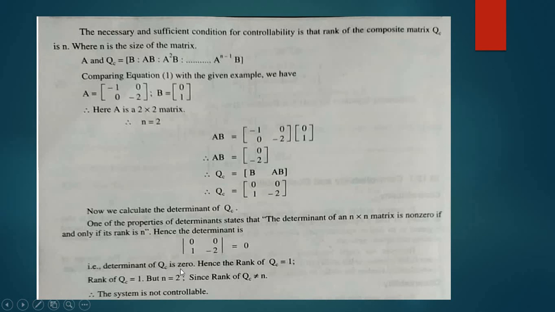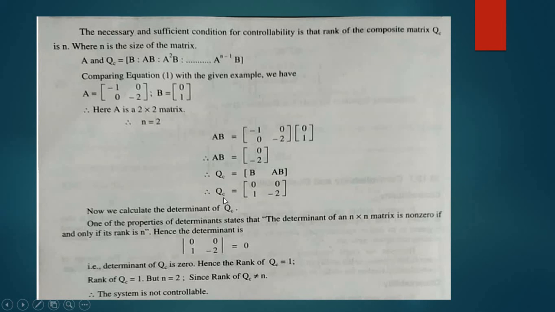That is, the determinant of Qc is 0, hence the rank of Qc is 1. Rank of Qc is 1, but n is equal to 2. Since the rank of Qc is not equal to n, the rank here is nothing but 1.